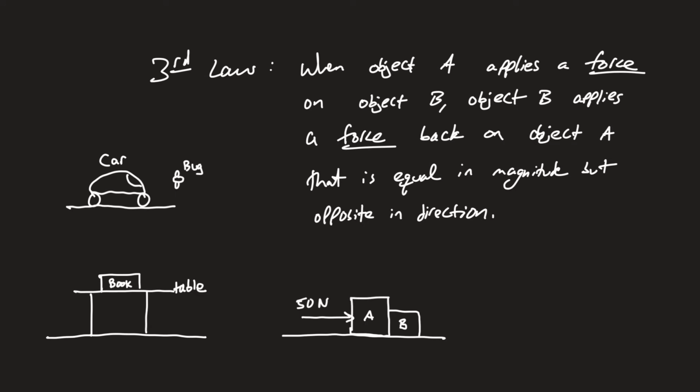The third law is also very important. It's also pretty easy to remember, this idea of equal and opposite forces, but we need to go a little bit deeper than just that. And we'll say that when object A applies a force on object B, object B applies a force back on object A that is equal in magnitude but opposite in direction. There's always a pair of forces, and there's always two objects interacting.